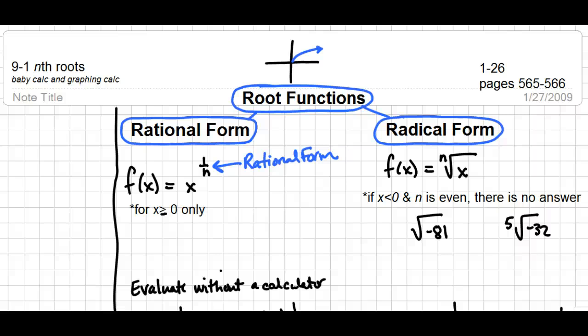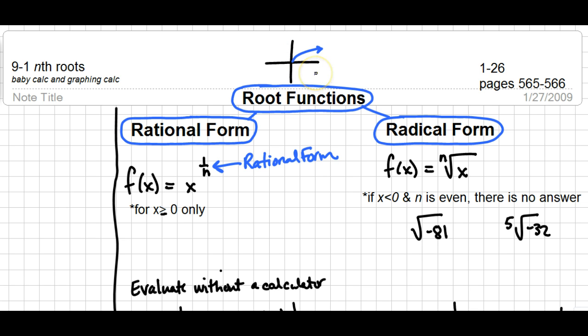This lesson is for FST Lesson 9.1 on nth roots. Students will need both a baby calculator and a graphing calculator for this lesson. Root functions, when graphed, will look like this little graph here. It almost looks like a parabola, but on the side, and also one half of the parabola has been eliminated.